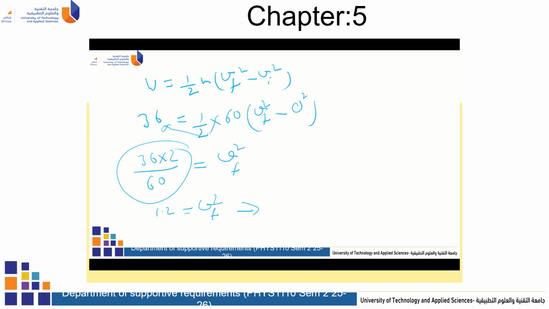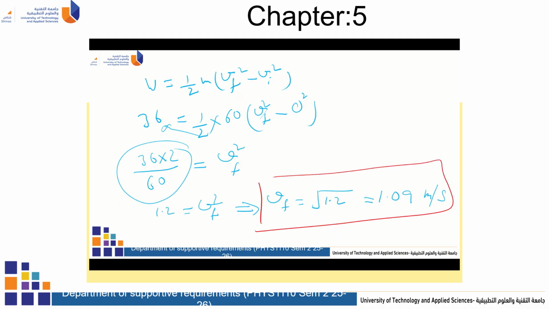Here we need the value of vf, not vf square. So vf is equal to under root of 1.2. If I keep the 1.2 in the under root, this will be 1.09 meter over second. So this is the value of the final velocity at the end of the displacement. This is the answer here.